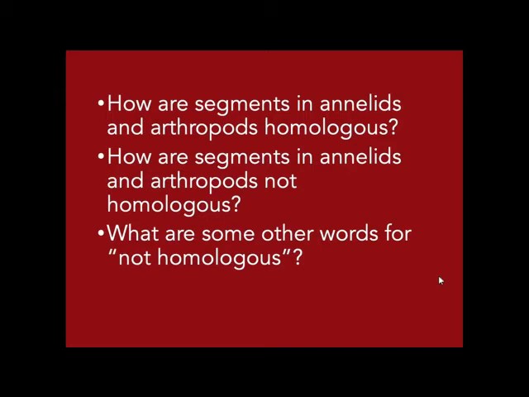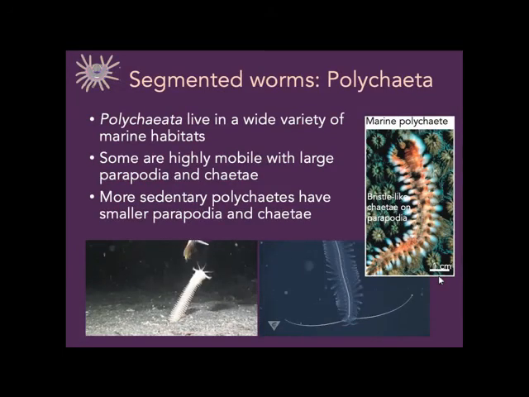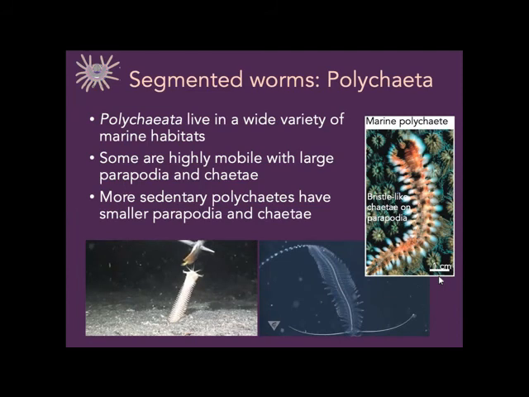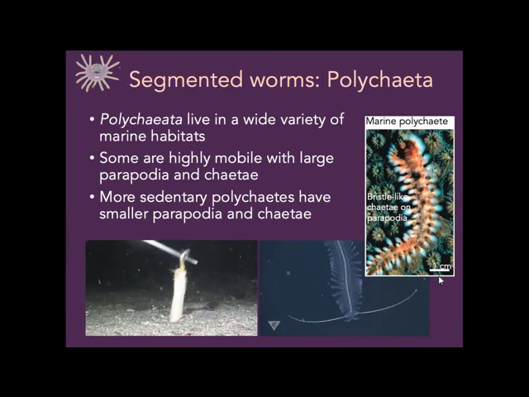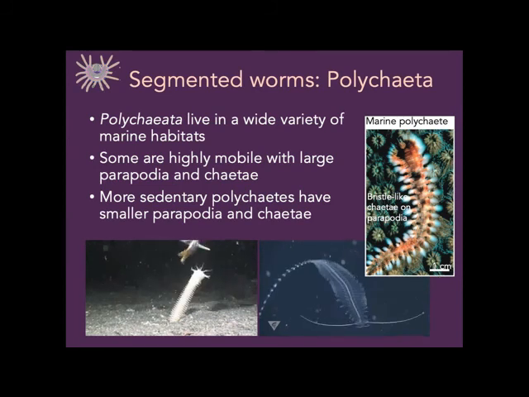All right, so the second group of annelids are the polychaetes. So polychaetes live in marine environments. Some of them live on the ocean bottom. Some of them are really good swimmers with these long parapodia and chaetae. There's some that kind of crawl around on the floor, hunt stuff.